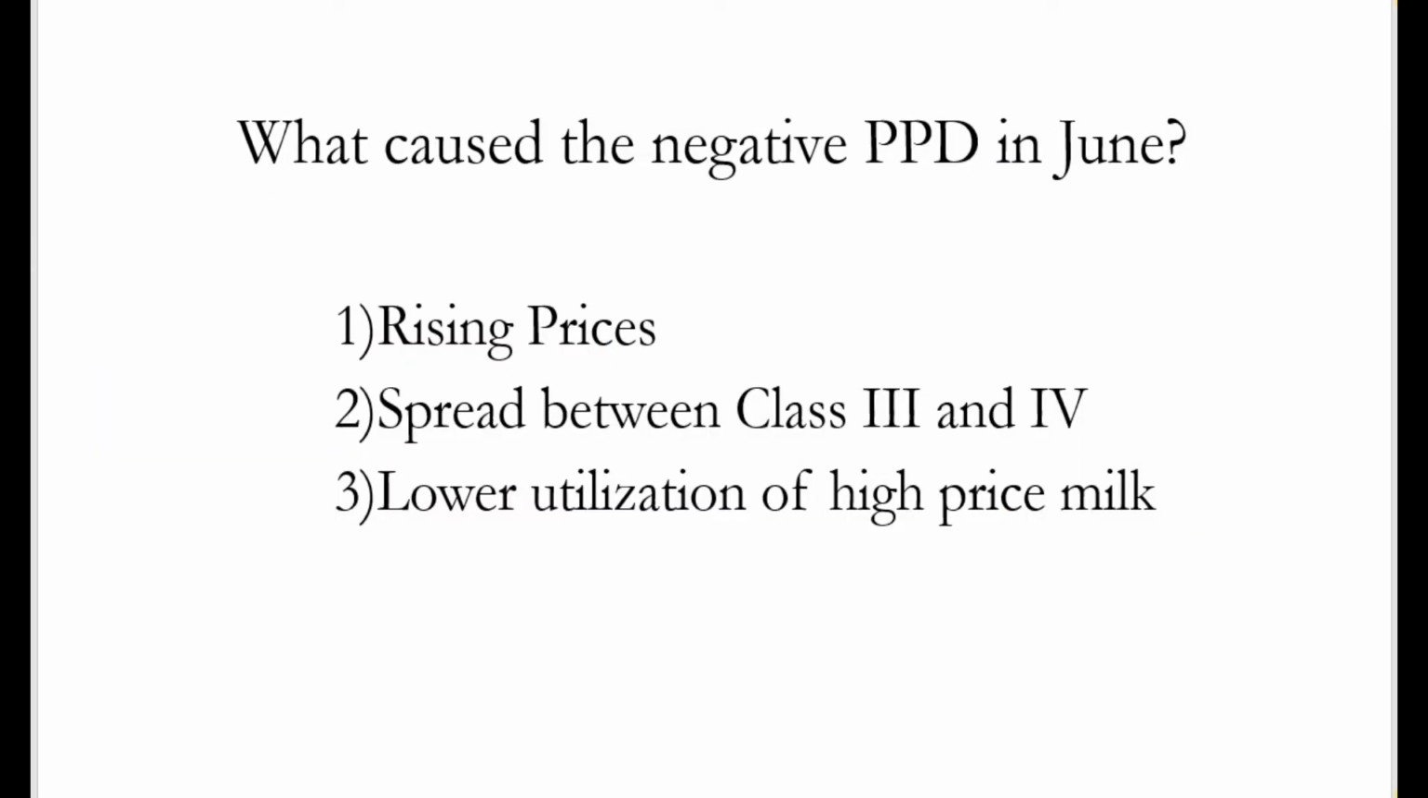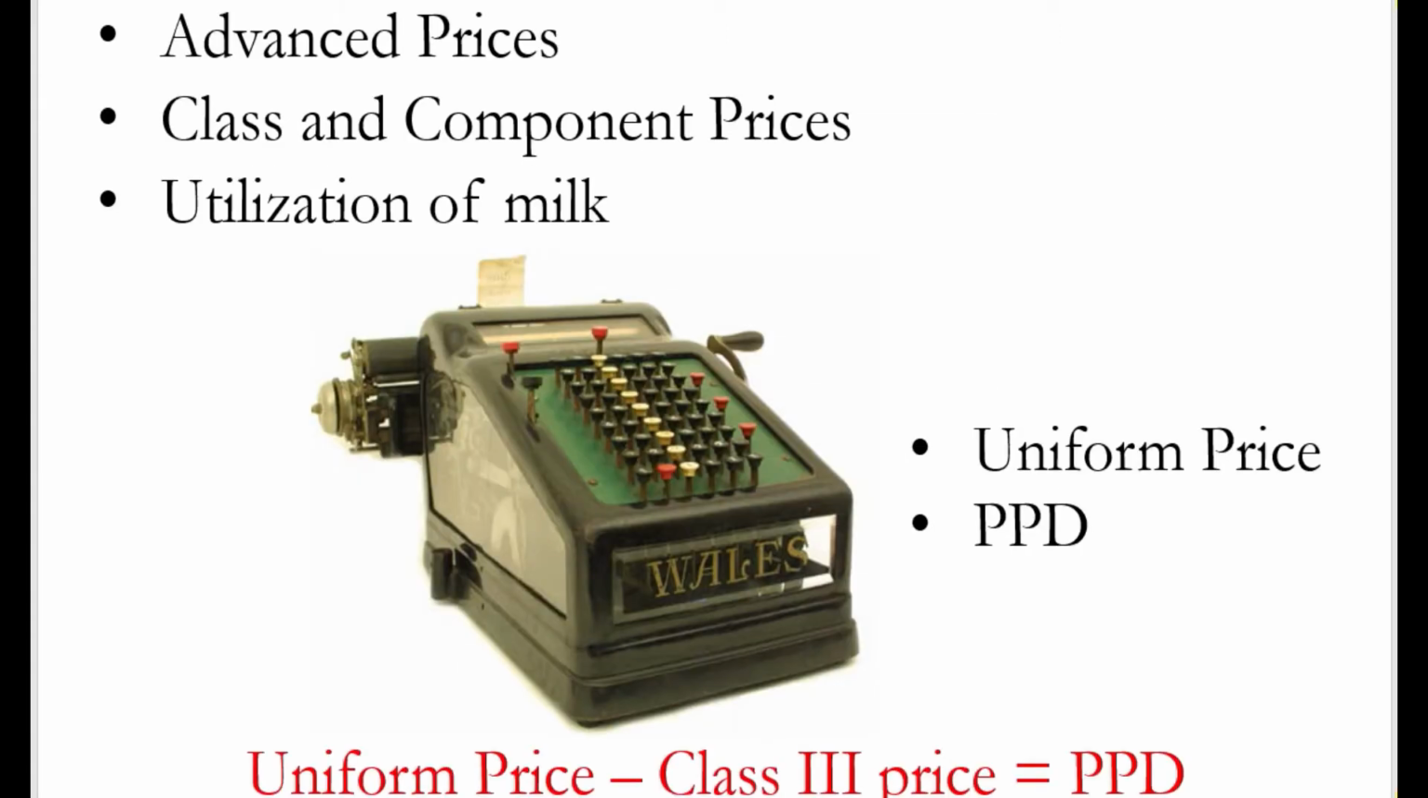There's a lot of discussion in the popular press as to what caused this negative PPD, and I'd like to look at three of these, which include rising prices, the spread between 3 and 4, and the lower utilization of high-priced milk. Let's first remind ourselves how prices get set.